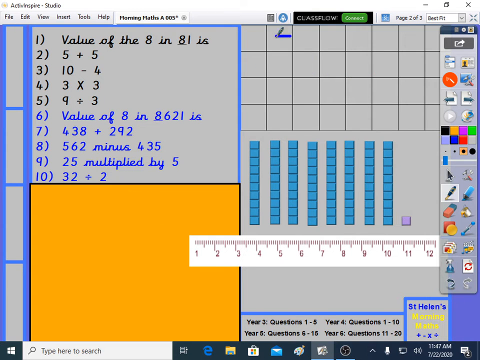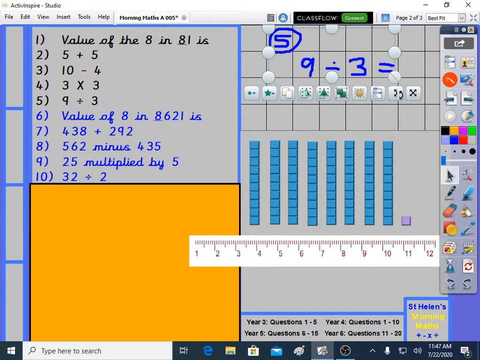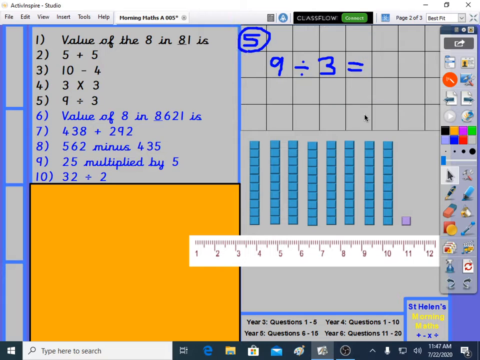Question 5 is 9 divided by 3. It's almost the opposite of what we just did. Divide means share, so we write 9 divided by 3. It means 9 shared between 3. That's what we're going to be doing, 9 shared between 3. Let's move this over a little. So I'll get 9. Let's go for these red dots here. 1, 2, 3, 4, 5, 6, 7, 8, 9.